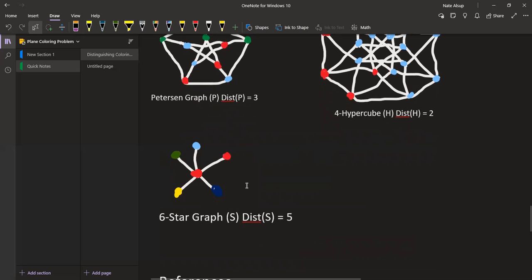And just a simple star graph would have 5 because all of these vertices have to be different colors. If they were all the same color, there's no way to distinguish one from another. They would all just look the same. So each one has to be different. But the center vertex could be any of the colors because it's the only vertex with 5 edges coming out of it, while every other vertex only has 1 edge.